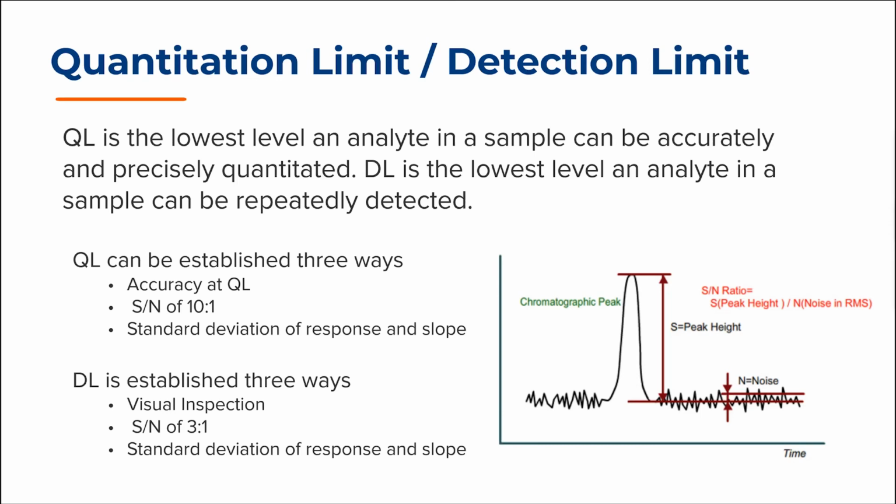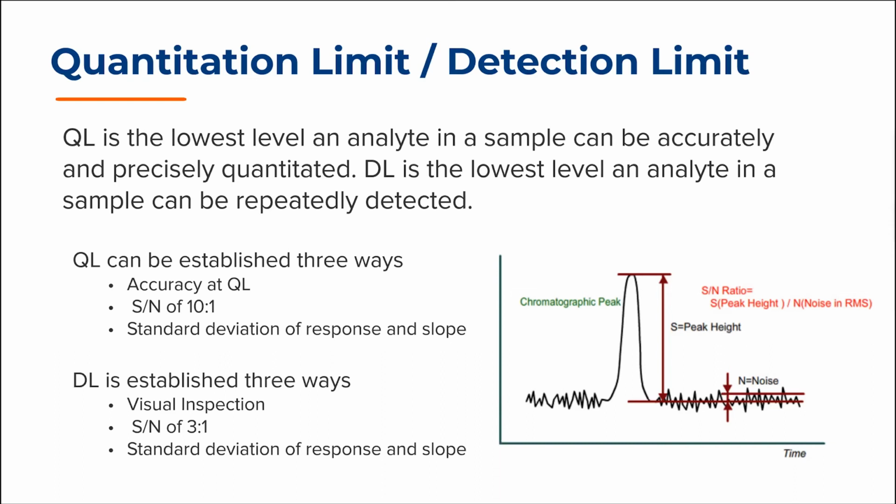The detection limit, or DL, is the level at which the method can reliably detect a signal. Again, this can be determined by signal-to-noise greater than 3:1 or examination of the error of the linear regression. Additionally, the ICH allows the DL to be established by visual inspection to determine the lowest concentrations where a peak is clearly visible over repeated injections.